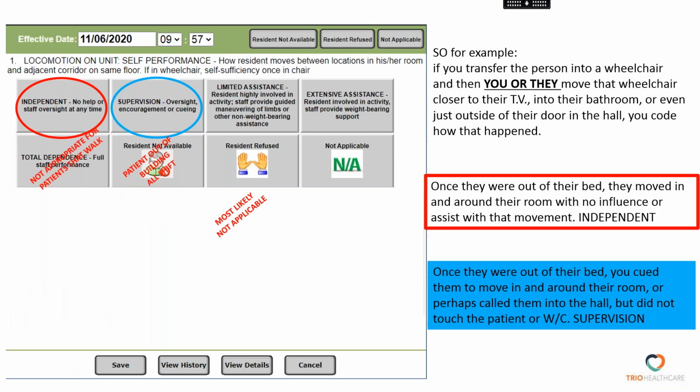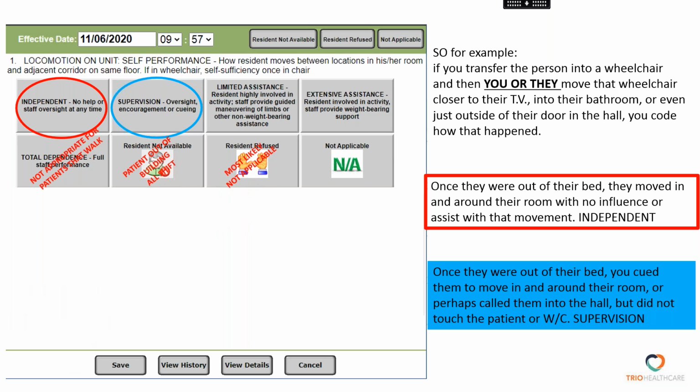And then resident refusal, most likely not applicable, as once the patient is up and out of bed, although you may have behavioral patients that seem resistant to what you're trying to accomplish, they still are going to have moved in and about their room and the adjacent hallway.